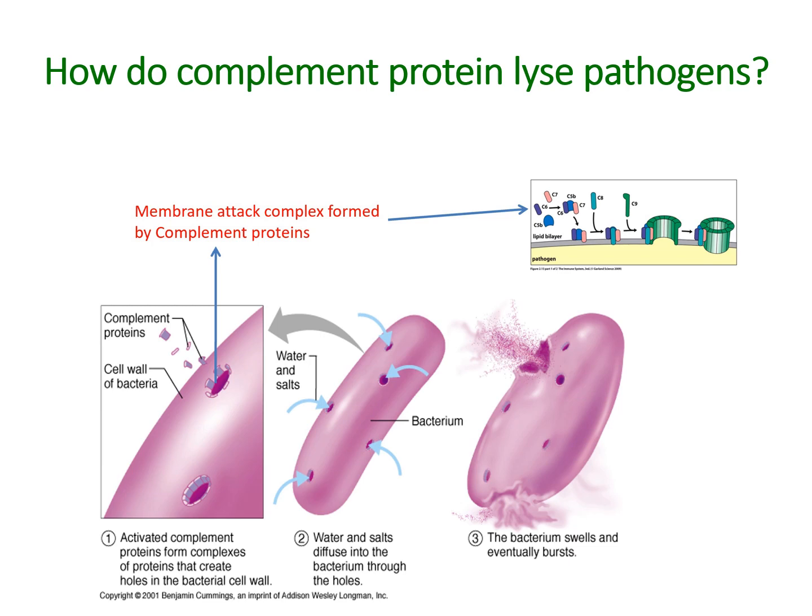How do complement proteins lyse pathogens? Activated complement proteins form complexes of proteins called the membrane attack complex that create holes in the bacterial cell walls. This leads to water and salt diffusing into the bacterium and eventually the rupture of the cell wall of the bacteria.